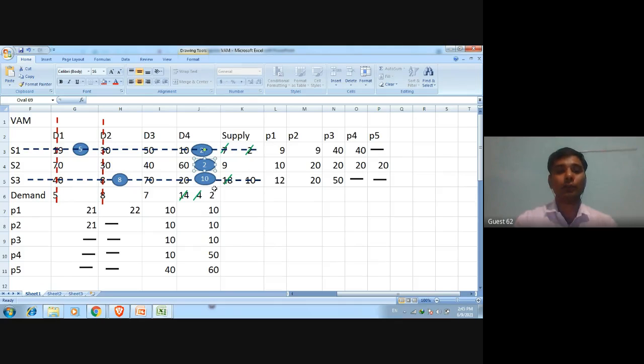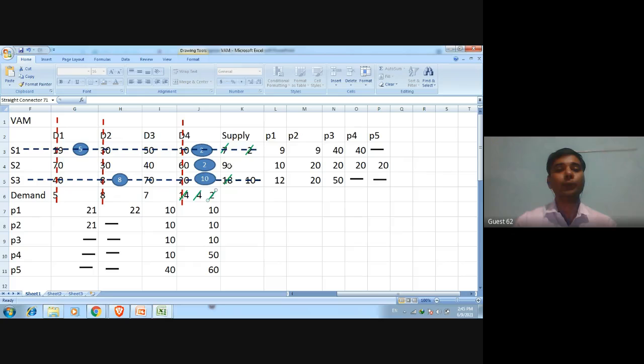Okay. So the demand of D4 is exhausted now. So we will draw a vertical line from D4. I have drawn a vertical line because the demand of D4 has been exhausted now.